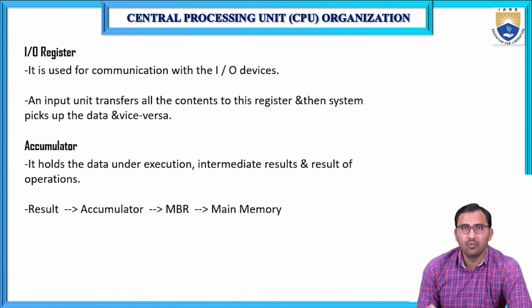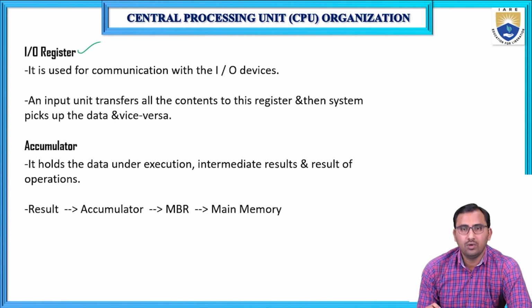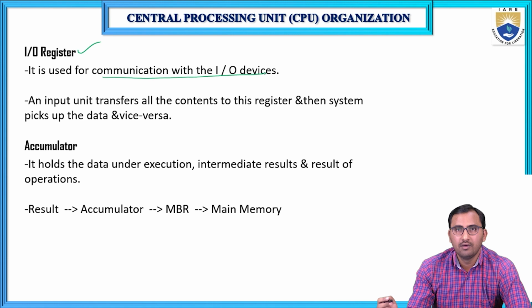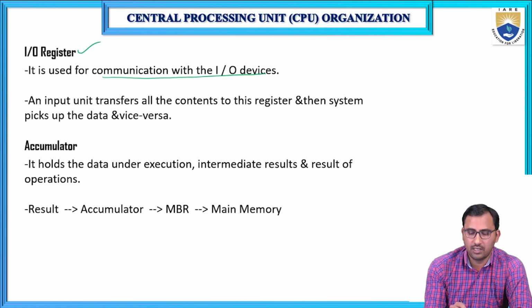And the next one is the IO register, input or output register. It is used for communication with the IO device. Because with the computer we connect different input or output devices. From the input device we take the input data, and after the CPU processes it, the processed result or output will be given to the output device. So in order to communicate with the input or output devices, we use this IO register.